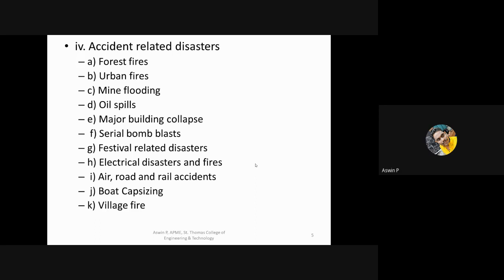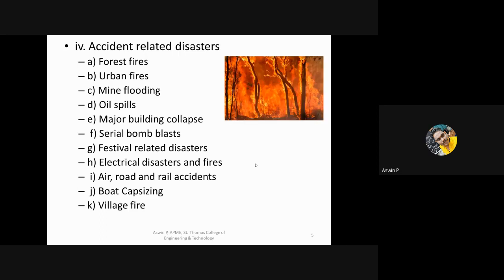And now we will discuss some accident related disasters. There are 11 kinds of accident related disasters in the records of India. The first one is forest fire. There may be multiple reasons for forest fire. The first is high temperature from the sun, and some bamboo meeting, two bamboos rubbing together may produce fire in the forest, or humans may cause forest fire, and due to that we are losing a lot of forest area in India.